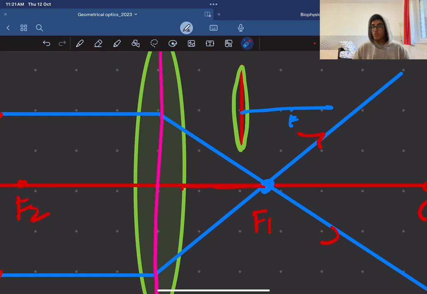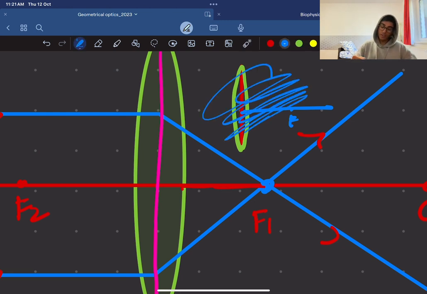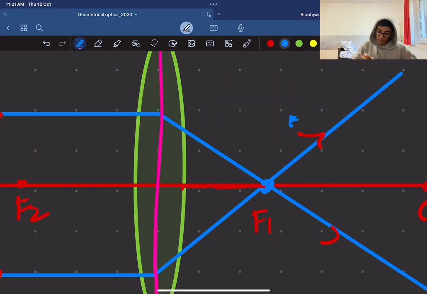Why do you think we've been using thin lenses? Why don't we use fat ones? Because of this. Okay? So again, is this from here to here or here to here? Doesn't really matter. It's a thin lens. So whatever, you can consider any of the two distances and they're going to be the same. Okay?